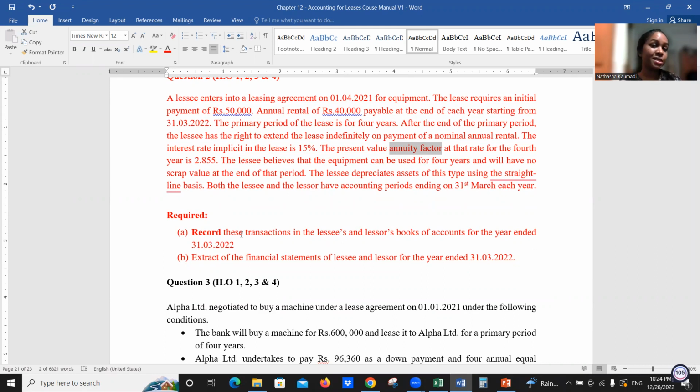We have to cover the first year, in the sense you need to record the initial liability and initial right of use asset values, and then there are a few adjustments, right? Examples like depreciation, lease interest. Likewise, you need to do the adjustments required for the first year. And then extracts of the financial statements of lessee and lessor for the year ended 31st March 2022. So you need to show the extracts of the financial statements for both parties.